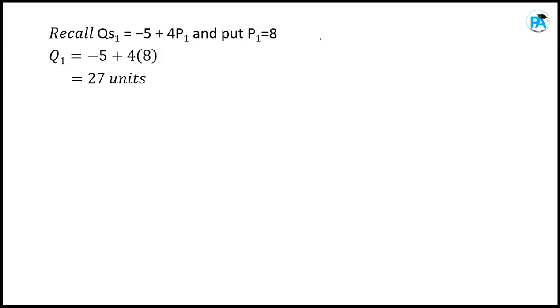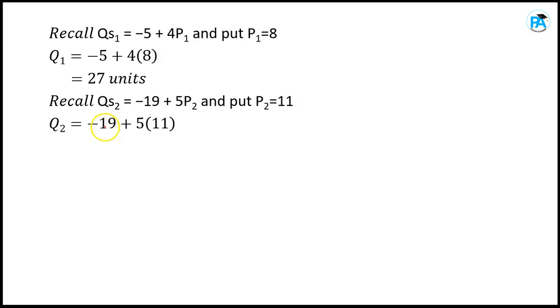You write cedis. So to find the equilibrium quantity of commodity 2, we recall either of the equations, either QD2 or QS2. But I decided to recall QS2 and substitute P2, which was 11, into it. When I do that, I'm going to have negative 19 plus 5 times 11, because P2 is 11. 5 times 11 gives you 55, right? So negative 19 plus 55 gives you 36 units. I hope you are following.